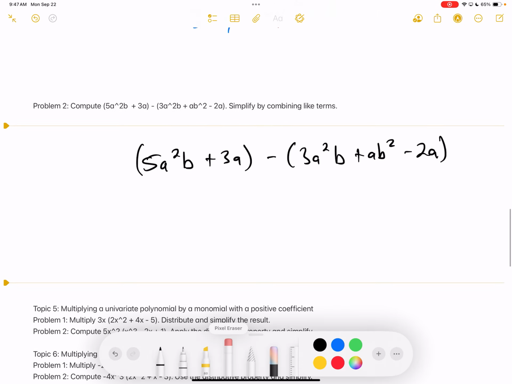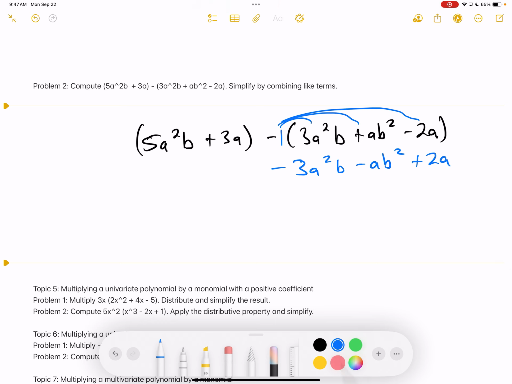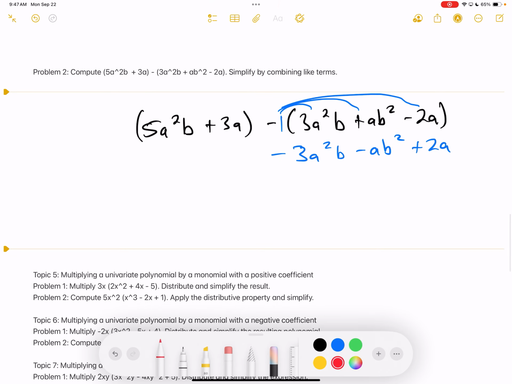All right, so on this one, it's negative, so what I'm going to do first is I'm just going to rewrite this one and distribute the negative through. So distribute the negative through. It's like taking everything times -1 in there. So -3a squared b minus ab squared plus 2a. Like just take 2 seconds and rewrite that, and it makes it so much easier. So now I have 5a squared b minus 3a squared b. A squared b on both of those. So 5 minus 3 is 2.